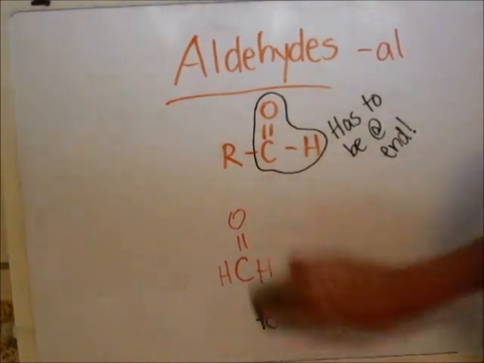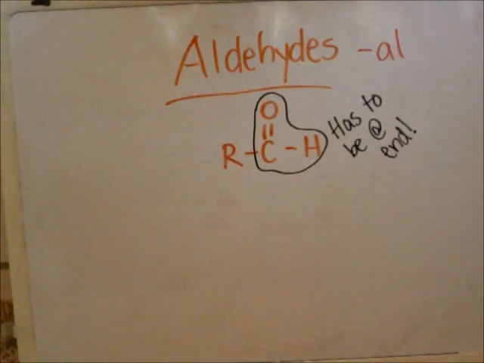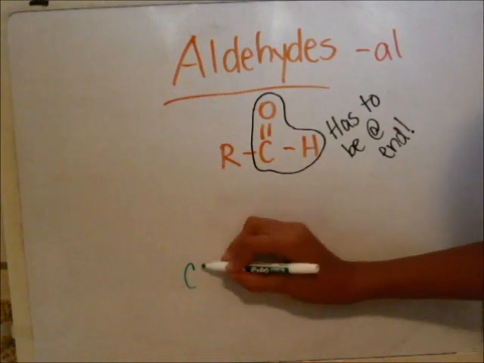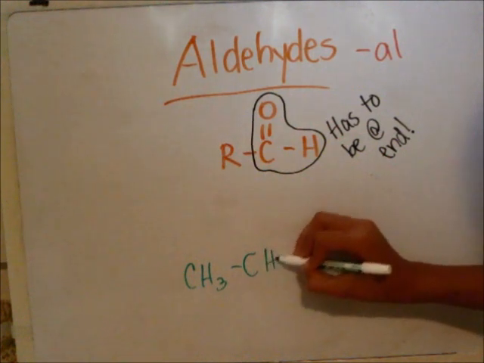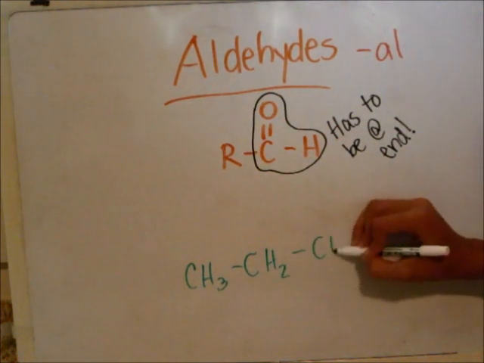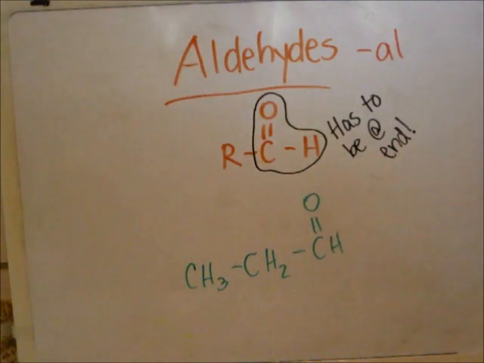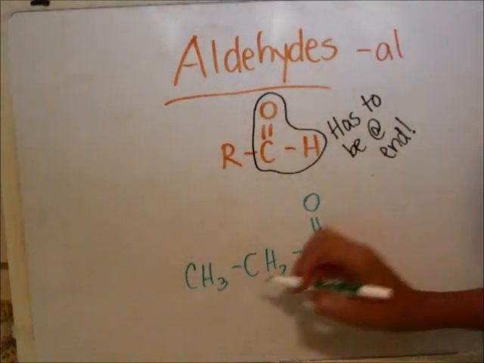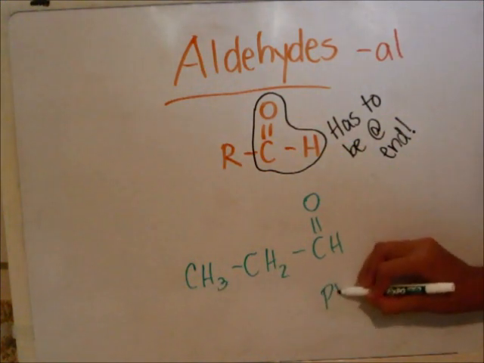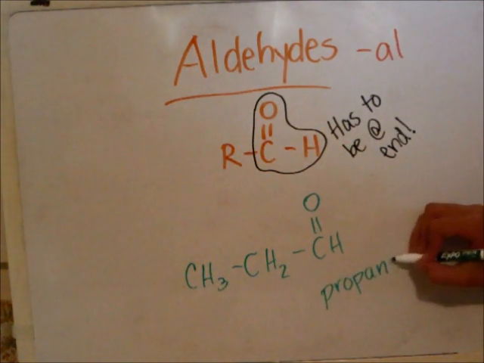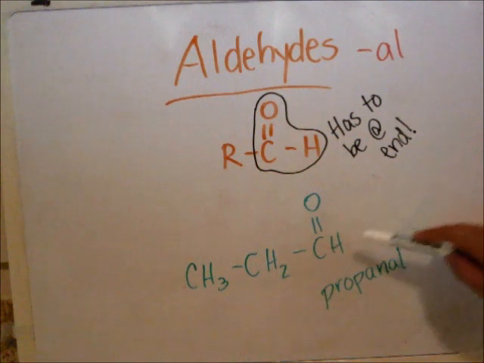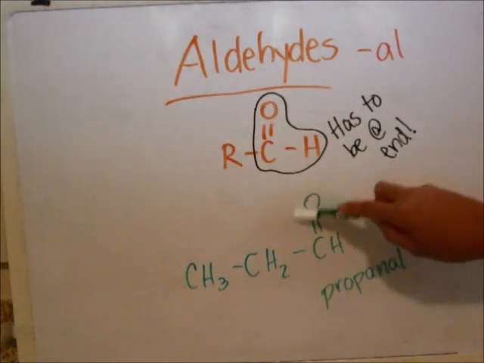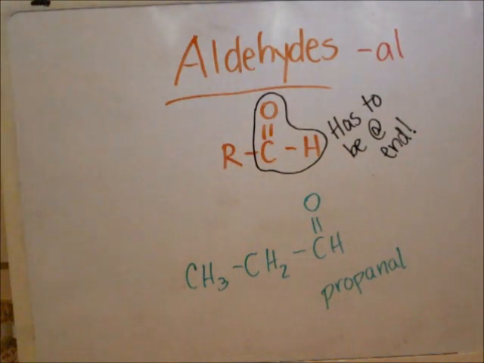Another example. Let's see here. I'll name it normally. So we have CH3, CH2, and then the CH double bonded to an O. What would this be? Well, prop, because there's 3 C's. Prop, and now propanal, I guess you would say. Propanal. Got it? It's 3 C's, and then it has that group. Whenever you see that, just know that is an aldehyde.